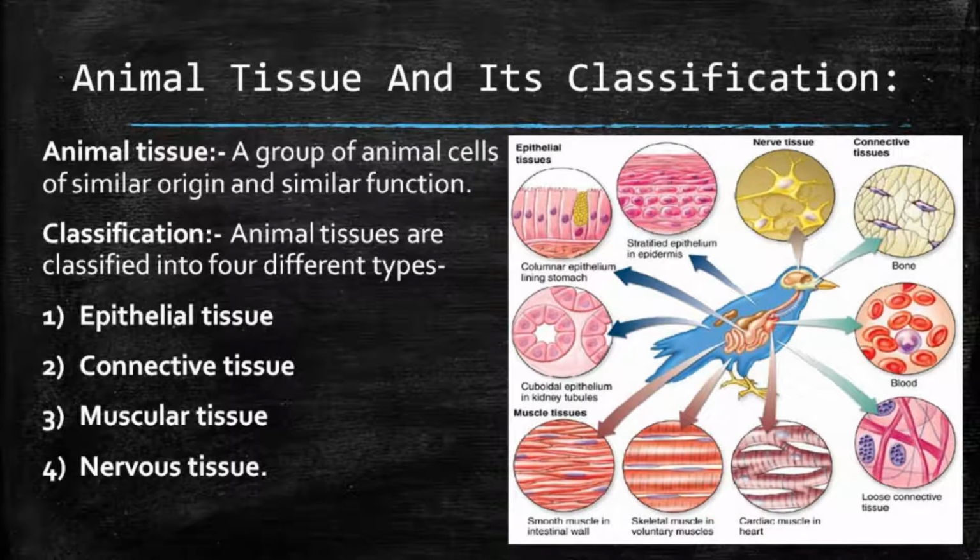Now let's come to the topic and discuss about the animal tissue. A group of animal cells of similar origin and similar function forms the animal tissue. Animal tissues are classified into four different types. Number 1, epithelial tissue. Number 2, connective tissue. Number 3, muscular tissue. And number 4, nervous tissue. From the picture, you can see how the different tissues form the basic structure of the organism. In the next slides, we will discuss the various types of tissues formed in our body.